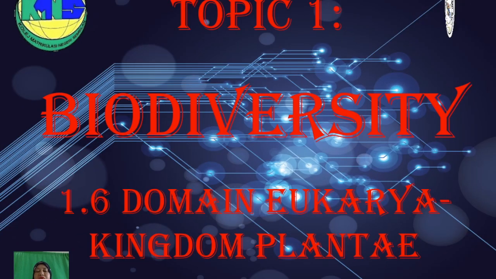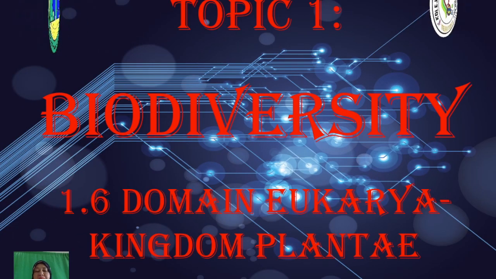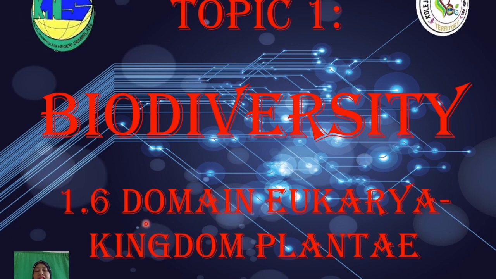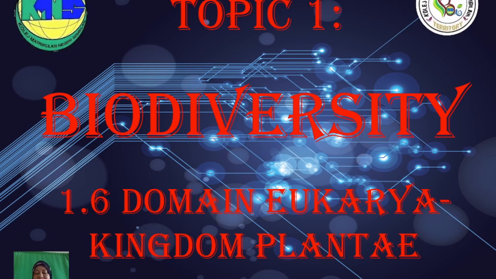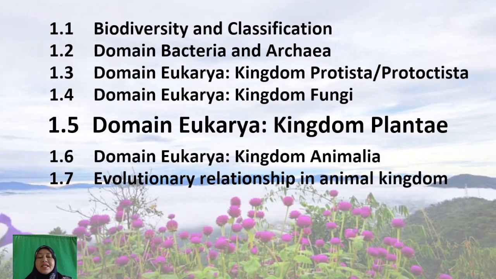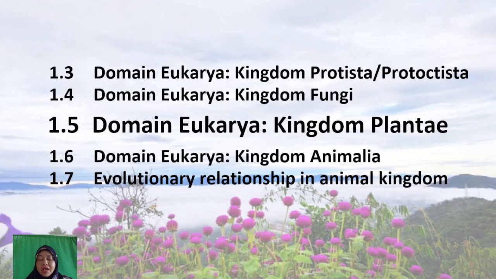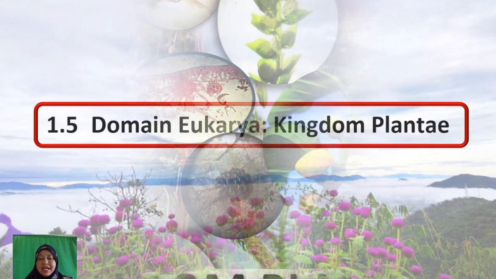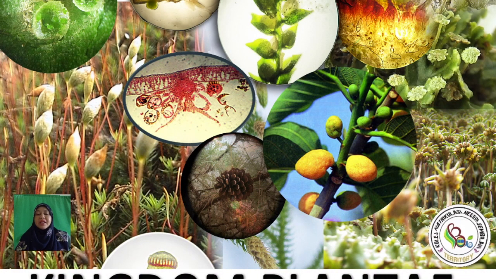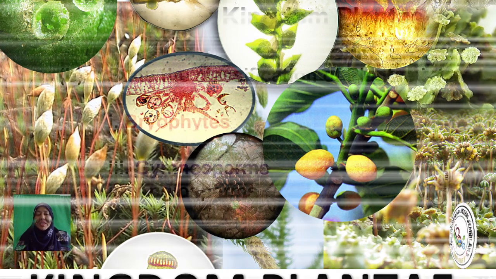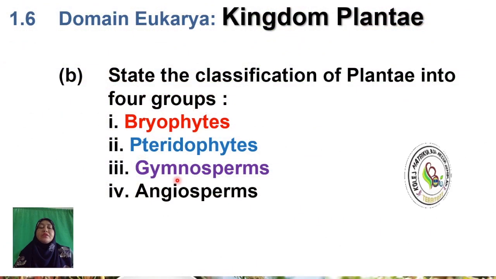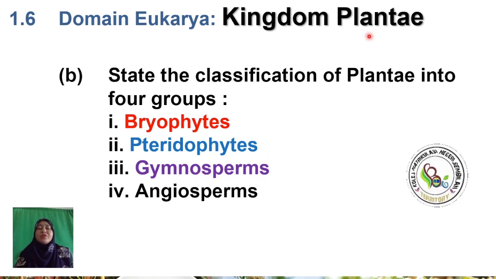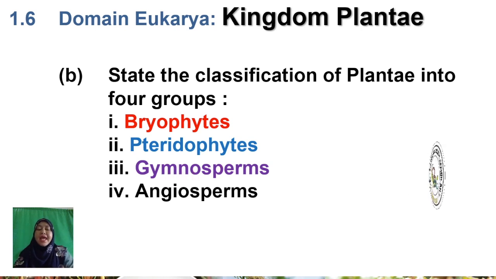Everyone, this video is about Topic 1, Biodiversity 1.6, Domain Eukarya, Kingdom Plantae. This is the second part of the video, where we are going to discuss the next group, that is Gymnosperm and also Angiosperm. Still Domain Eukarya, Kingdom Plantae, but the second video is about Gymnosperm and Angiosperm.